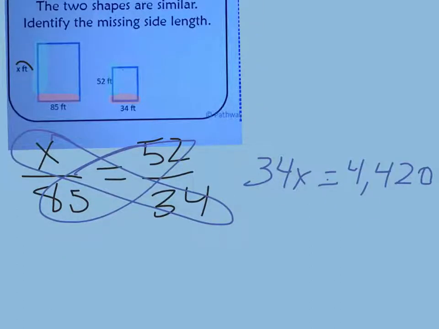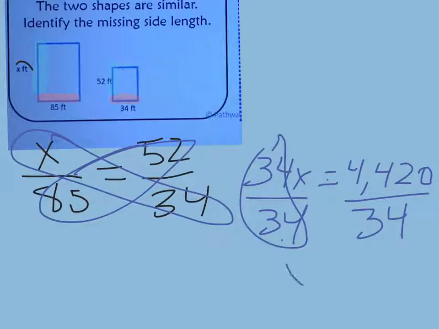All right, so it equals 85 times 52 is 4,420. Then I need to get x all alone, so I am going to divide by 34 on this side. Whatever I do to this side, I have to do to this side. So I'm going to divide by 34 on this side. 34 over 34 becomes 1, so now we just have 1x, or x, and 4,420 divided by 34 on my calculator is 130. So the missing side is 130 feet. So the missing side over here.